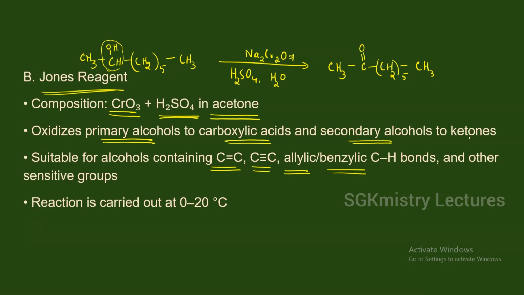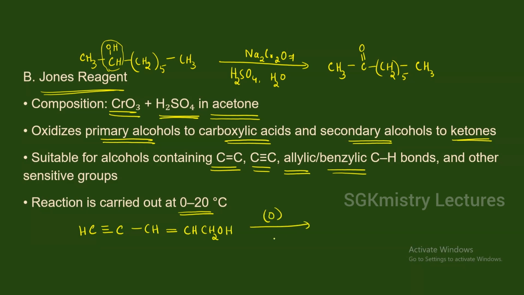If you're using secondary alcohols, these alcohols will be converted to ketones, right? And this particular reaction has to be carried out at lower temperatures of 0 to 20 degrees Celsius. So let us take one example. CH triple bond CH. Let us take one more, double bond, CH, CH2OH.